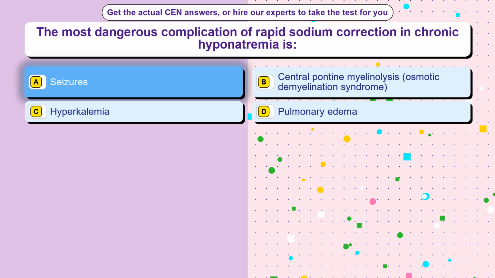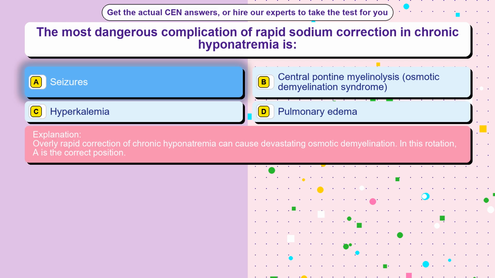The correct answer is option A, seizures. Overly rapid correction of chronic hyponatremia can cause devastating osmotic demyelination. In this rotation, A is the correct position.